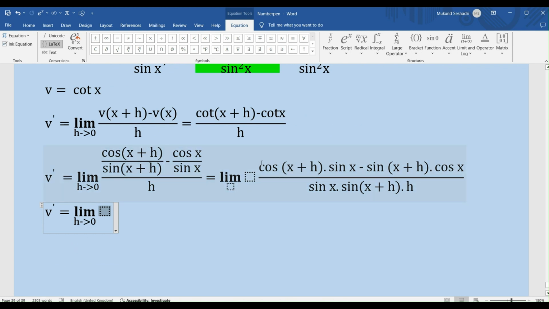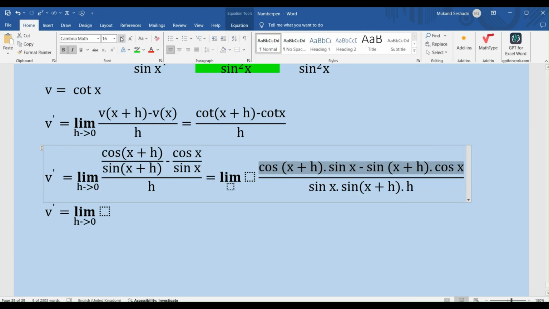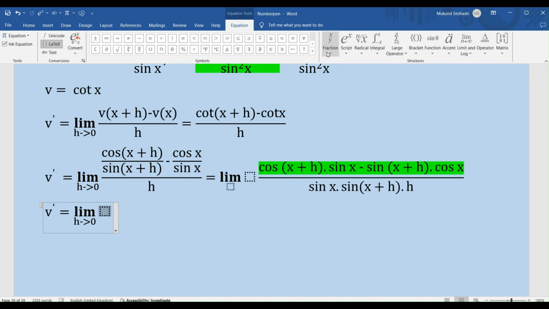I'm going to write this particular expression using the formula sine A cos B minus cos A sine B, right? You know which expression I'm referring to. I'm just going to highlight this. I'm highlighting the numerator, which is in green. And what is my sine A cos B minus cos A sine B? It is sine of A minus B, right? So when I write sine of A minus B, my A is x, right? And what is my b? My b is x plus h. So what is my sine of a minus b? It is sine of x minus x plus h, right?